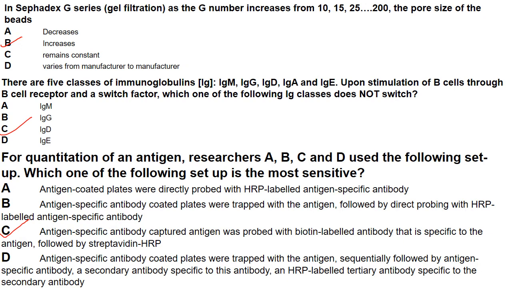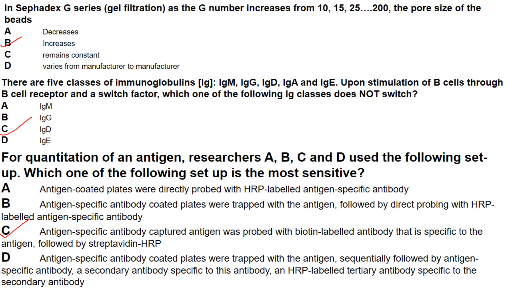The next one. There are 5 classes of immunoglobulins: IgM, IgG, IgD, IgA and IgE. Upon stimulation of B cells through B cell receptor and a switch factor, which one of the following Ig classes does not switch? So class switching is a process whereby an activated B cell changes its antibody production from IgM to either IgA, IgG or IgE depending on the functional requirement. But which of the following Ig class does not switch is IgD. Answer is option C.